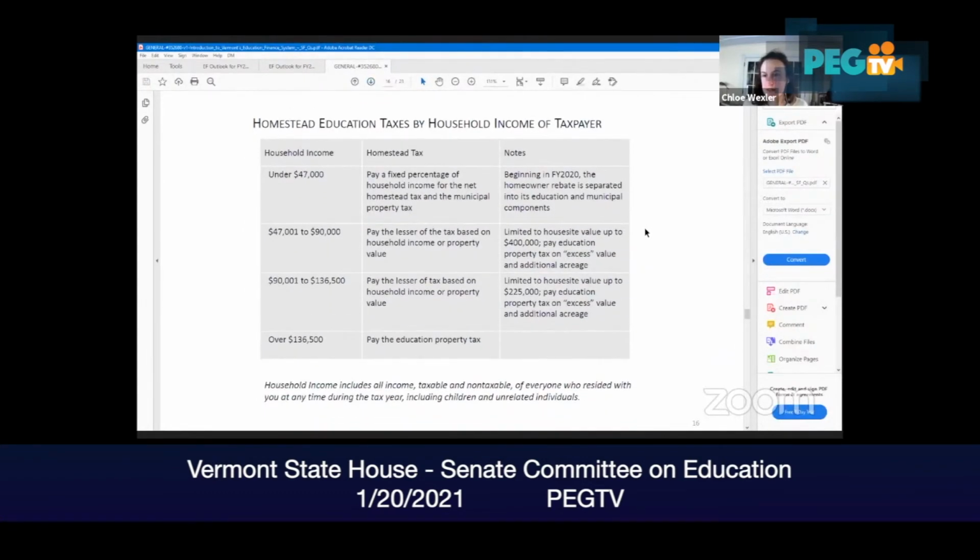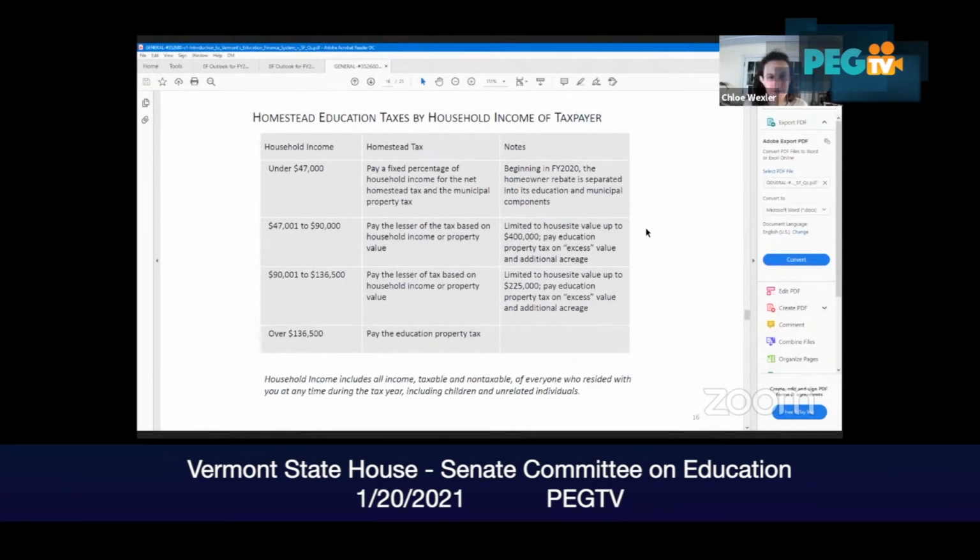Okay, so this table that I put in is really just a summary of what we've talked about in terms of the caps that are set in statute. You can sort of refer to this, but we did touch on it. If your income is under $90,000, you're eligible to pay the lesser of the tax based on household income or property value up to $400,000 of house site value. The filer will pay education property tax on excess value and additional acres. And so the point of this table is just to summarize those statutory elements of the property tax credit.